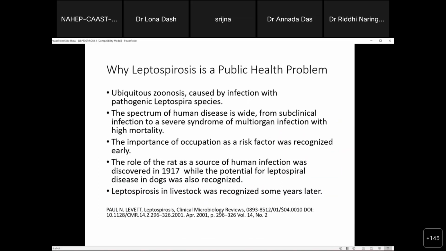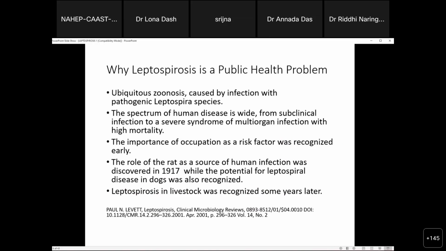It is ubiquitous and it is caused by infection with pathogenic Leptospira species. What about the spectrum? It can cause human disease ranging from no manifestation at all, which is called subclinical infection, to a severe syndrome of multi-organ failure and death. The importance of occupation as a risk factor was recognized early.